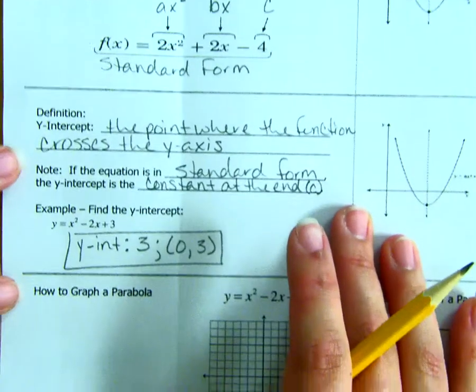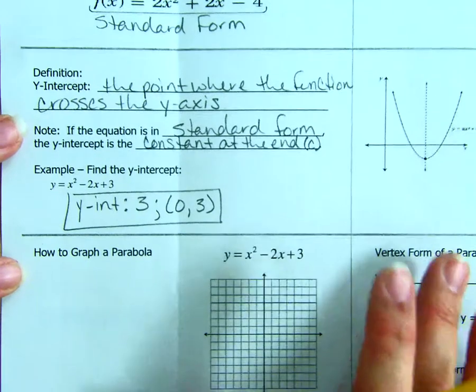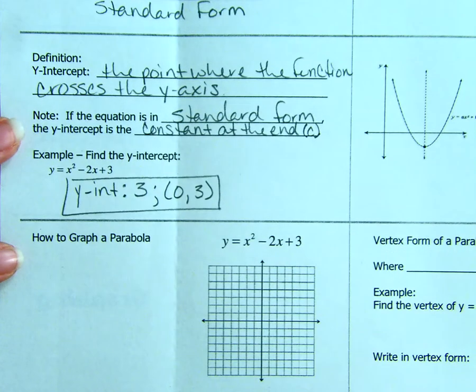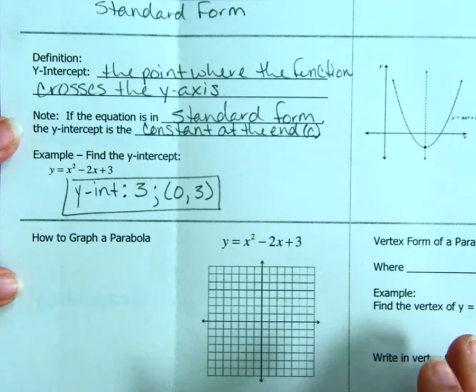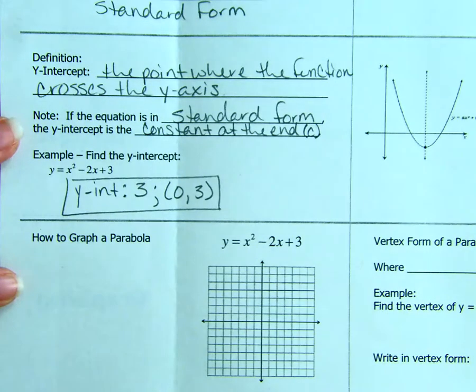Okay. In the next box, it says how to graph a parabola. We're going to make this super easy for you. You're going to use a calculator. You're going to find a table of values. You do, however, need to solve for one thing first before you figure out what your table is going to be. You need to find the vertex.